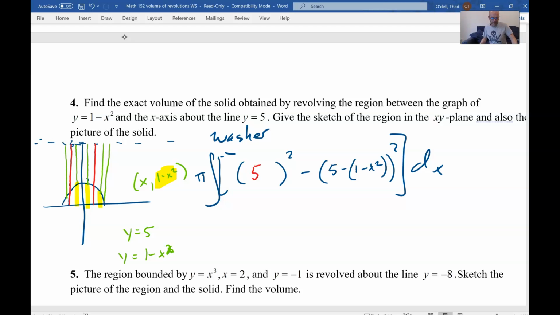And now I just got to get the limits of integration. Well, the limits of integration are the x values that give you the region, and this is going from that point right there to that point right there. So we just got to find out when 1 minus x squared equals 0. So 1 minus x squared is equal to 0. When? Well, that would be x squared is equal to 1. So that means x is equal to 1 or negative 1. So I'm going to integrate from negative 1 to 1.